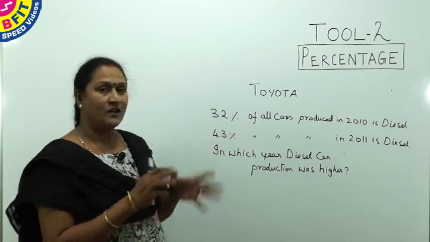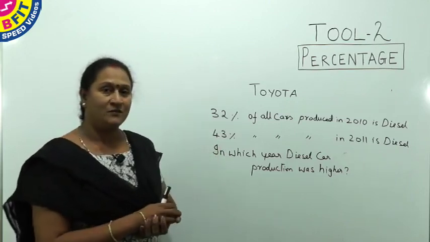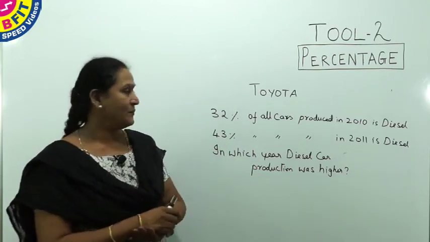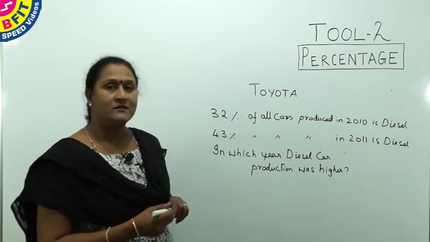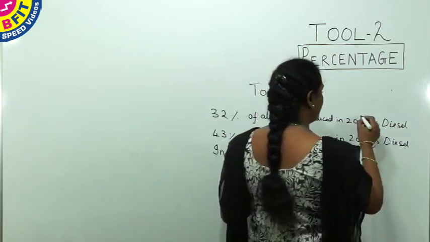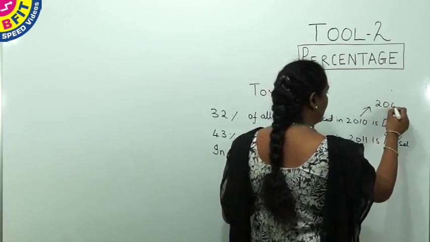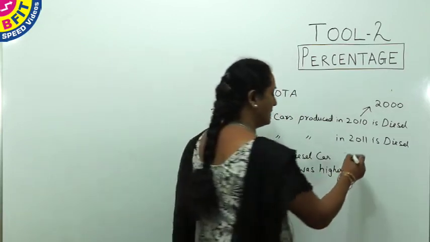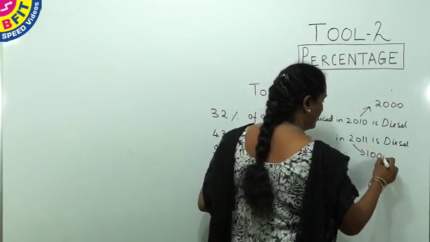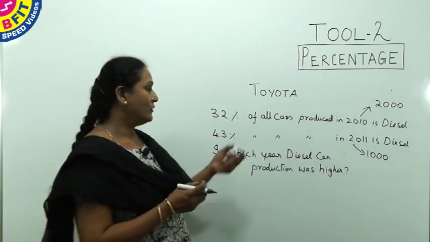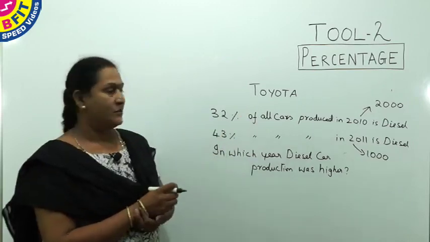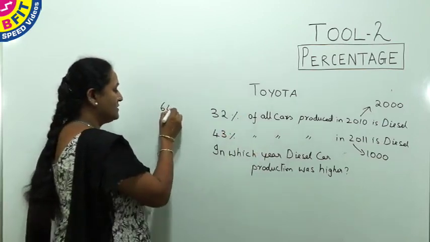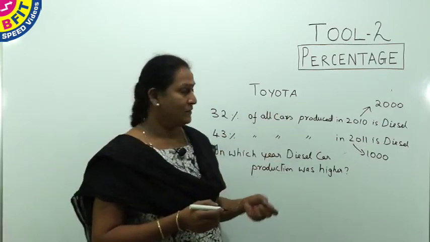So seeing this in a hurry, don't go for the higher percentage. As the base is not known, the answer will be cannot be determined. For example, suppose the number of cars in 2010 is 2000 and in 2011 the number of cars is 1000. Now what will be the exact value? 32% of 2000 will be 640. So if the base is 2000, the number of diesel cars will be 640.